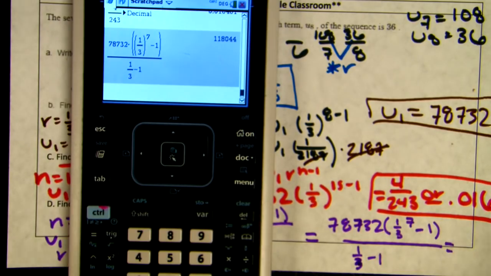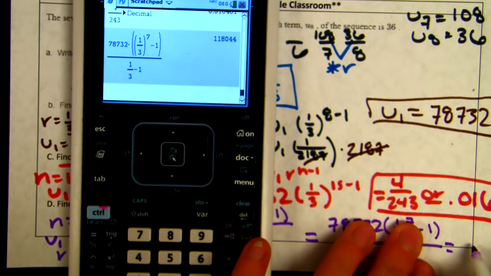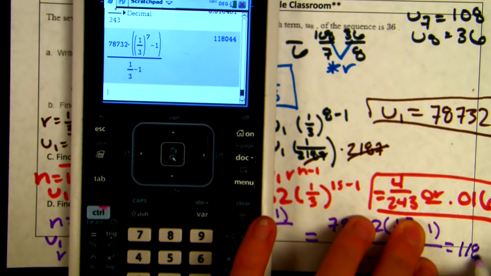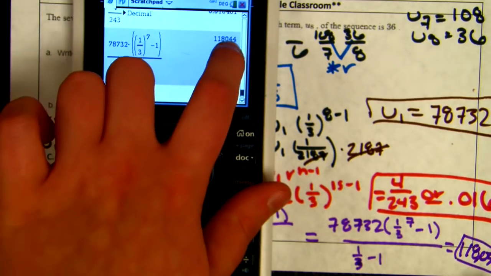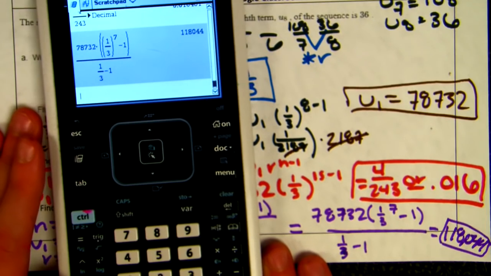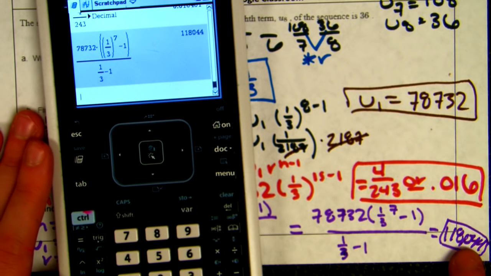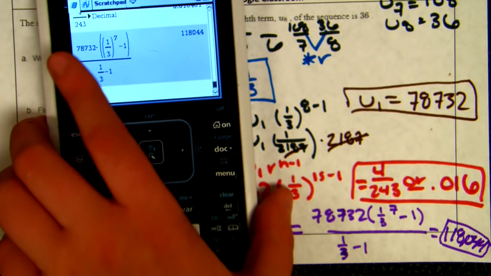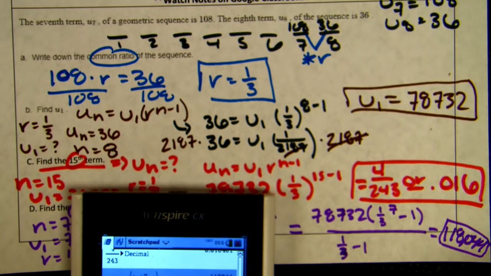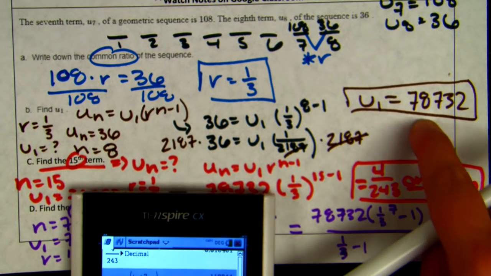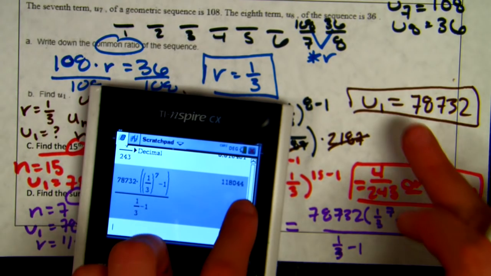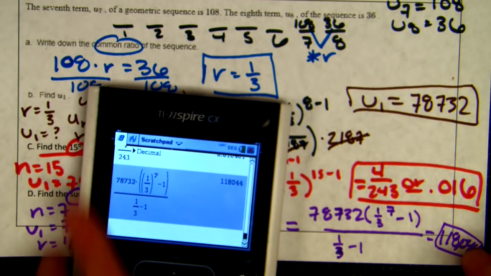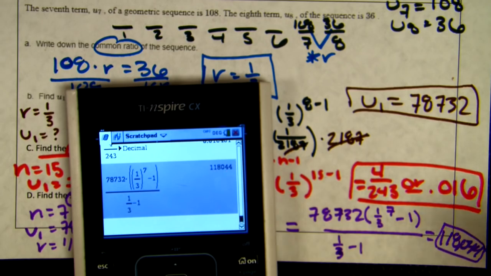I'm going to hit enter. That gives me, oh man, 118,044. I'm going to scooch over my thing. 118,044, which is my correct answer. And that makes sense, right? Because if my first term's already 78,000, I'm going to have a pretty big number if I'm looking for the sum of the first 7 terms. So 118,044, that would be my final answer.